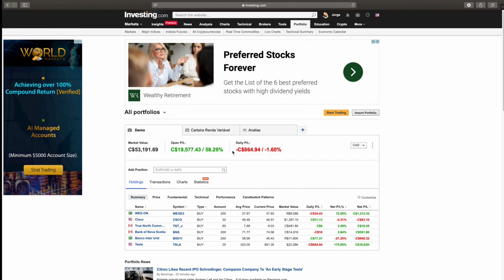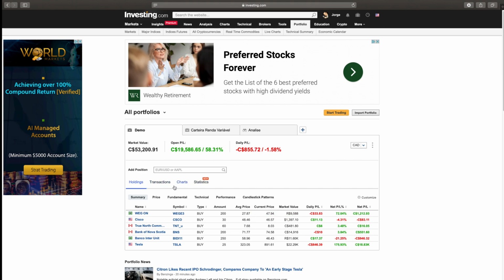The daily P&L. Today, I would say I'm losing $864 Canadian dollars, and that represents a drop compared with yesterday. So the daily P&L is minus 1.58%. Those are here in the top line. Here we have another menu with items: holdings, transaction, charts, and statistics.